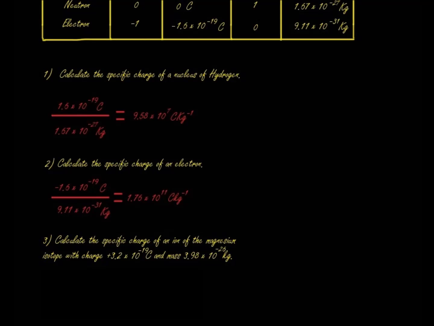Calculate the specific charge of an ion of the magnesium isotope with charge plus 3.2 times 10 to the minus 19 coulombs and mass 3.9 times 10 to the minus 26 kilograms. So we divide charge by mass and we get 8.04 times 10 to the 6 coulombs per kilogram.